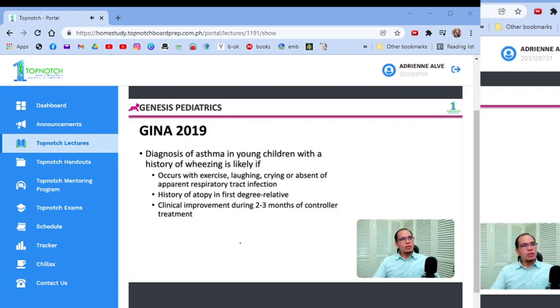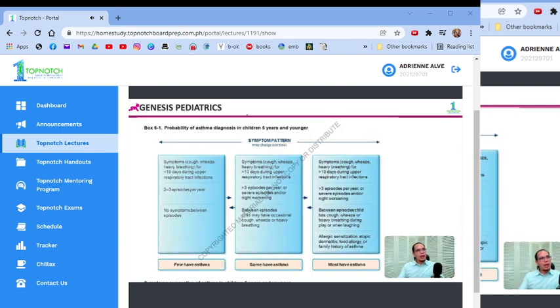Okay? So, according to GINA 2019, the diagnosis of asthma in young children with a history of wheezing is likely if it occurs with exercise, laughing, crying, or in the absence of apparent infection. There's a history of atopy in first degree relatives, and there's clinical improvement during 2 to 3 months of controller treatment. So pag nag-respond siya sa asthma controller medication, then there's a high probability that you're likely dealing with asthma.